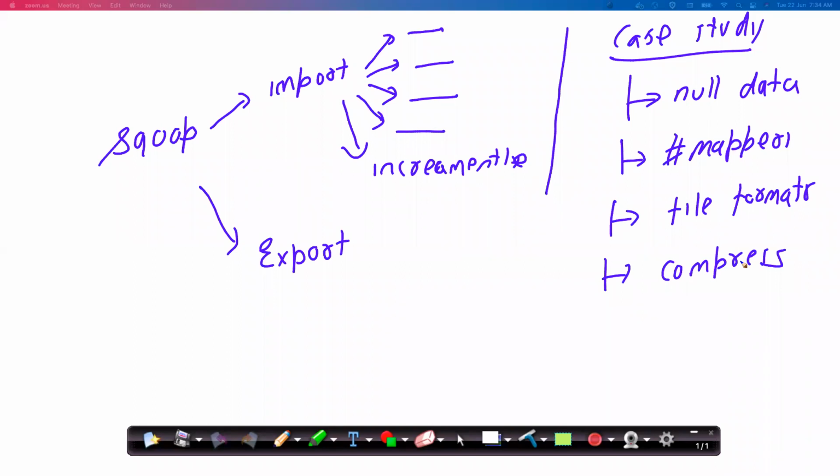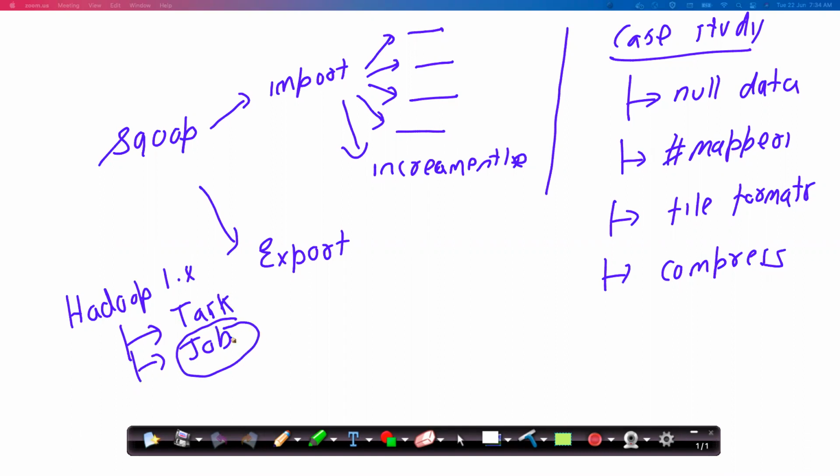Then we also spent some time to understand how Hadoop 1.x works. We understood some components within it, like the task tracker and job tracker, and we saw how the job tracker was getting overburdened because it had to do all the scheduling, perform all the monitoring tasks, and take care of everything.